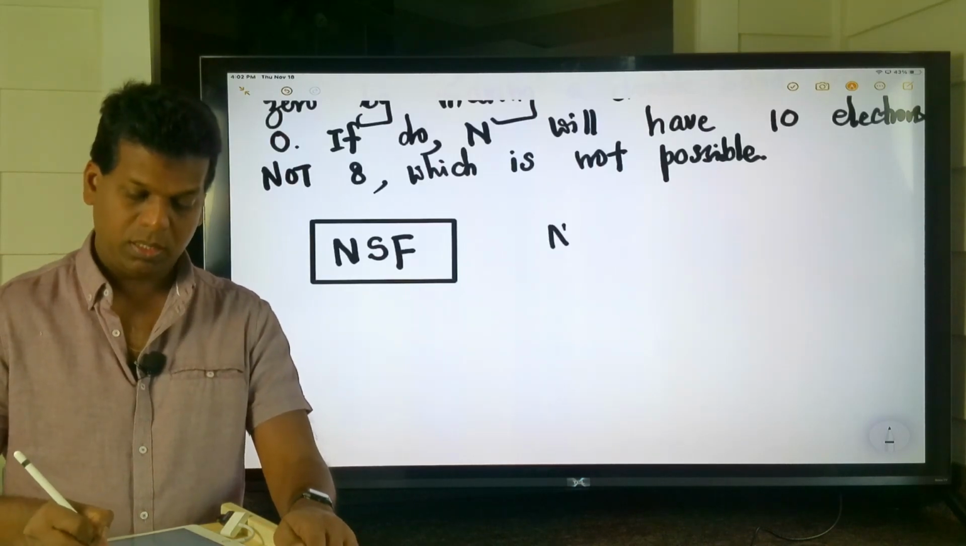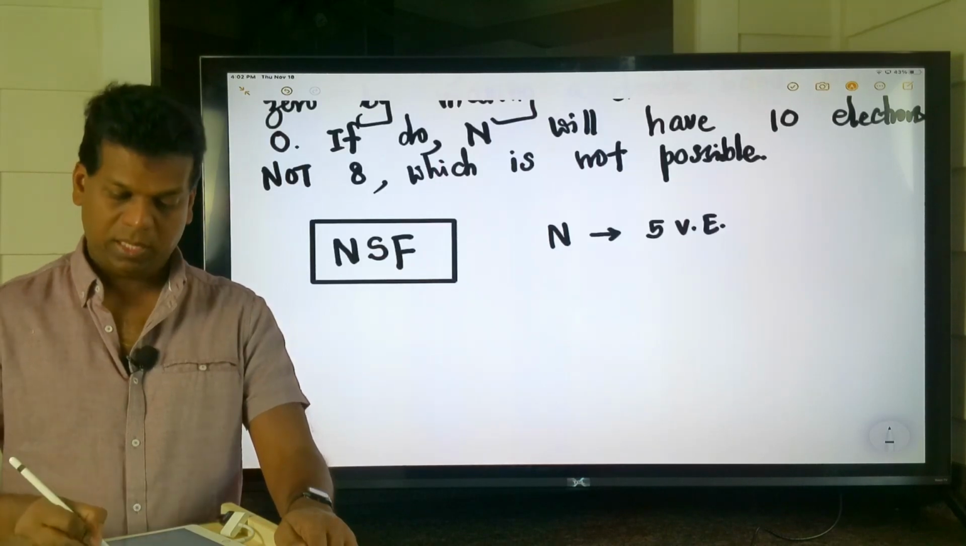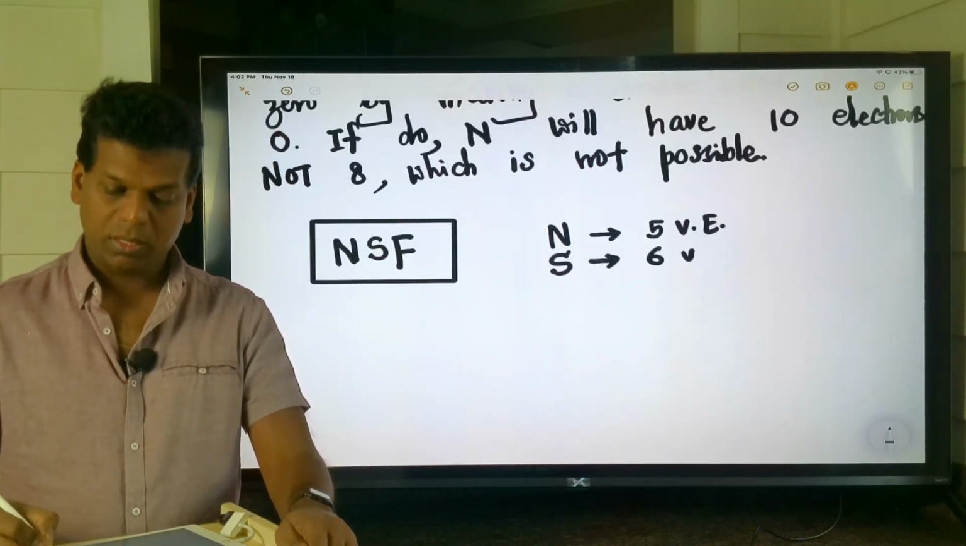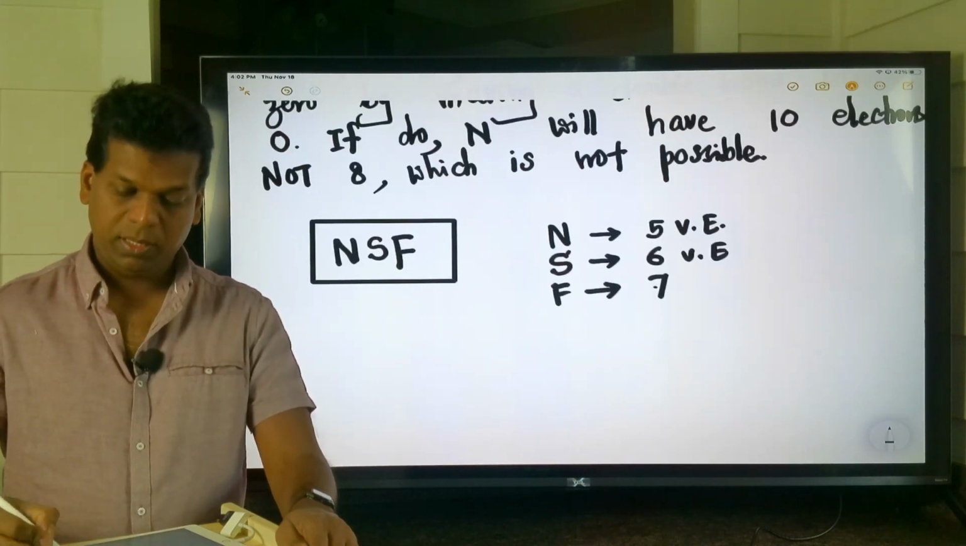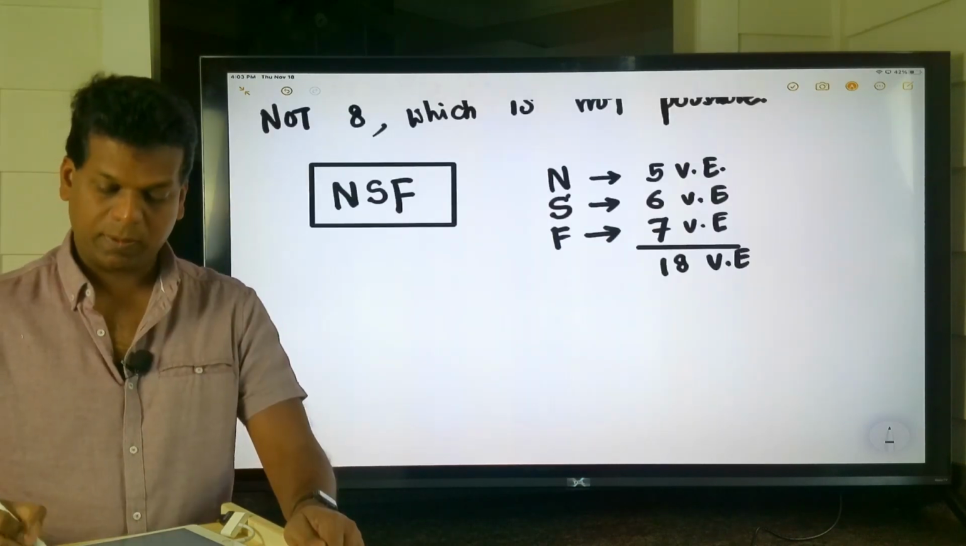So nitrogen is in group 5, 5 valence electrons. Sulfur in group 6, 6 valence electrons. Fluorine is in group 7, 7 valence electrons. So it is 18 valence electrons.